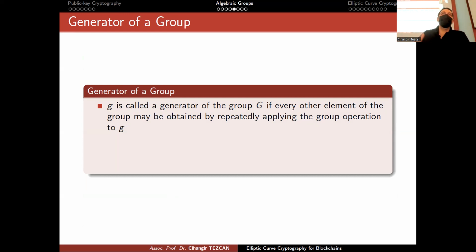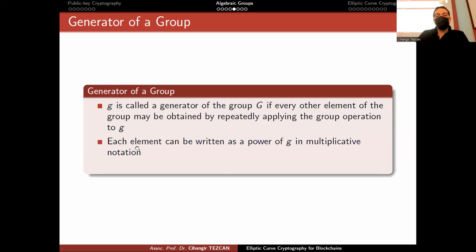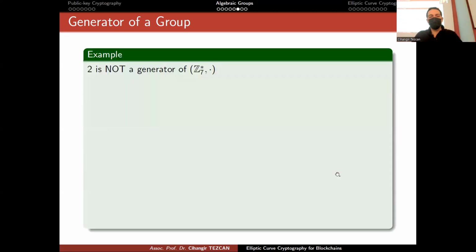Since we are talking about additive and multiplicative groups, the notation is as follows. Each element can be written as a power of G in multiplicative notation, and as a multiple of G in additive notation. It will make sense in our example. So, for instance, let's consider Z7 star with multiplication. We already showed that this is a group. And the question is, is 2 a generator of this group?